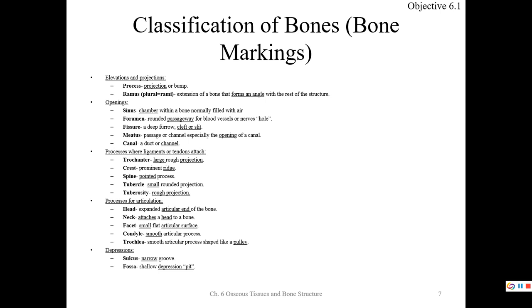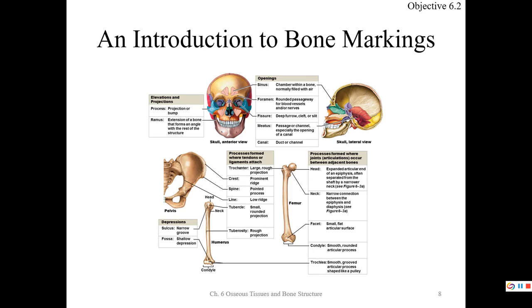A depression could be a sulcus, a narrow groove, or a fossa, a shallow depression or pit. Okay. So those are some examples of some of these structures that I do want you guys to know what they basically just are. Really nothing too crazy about them, but what I want you guys to know about them.